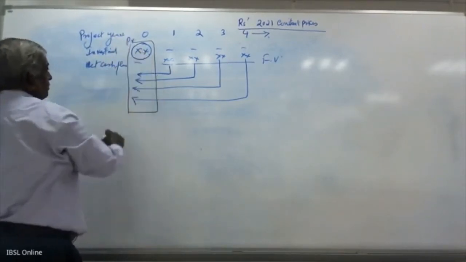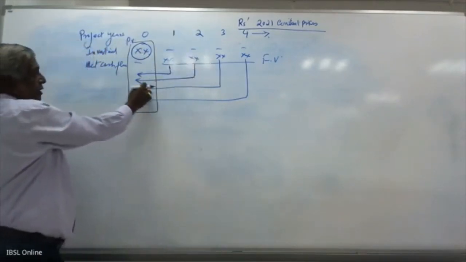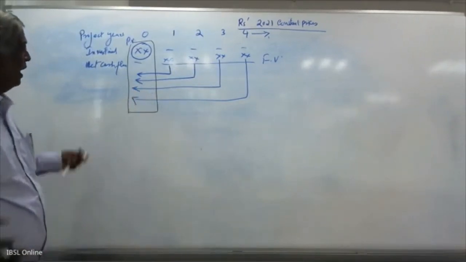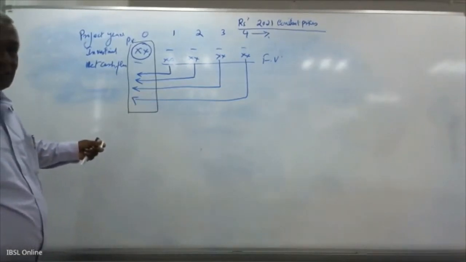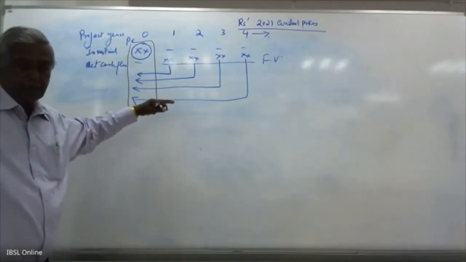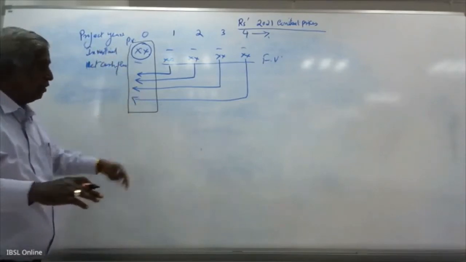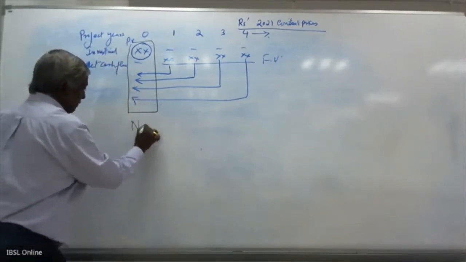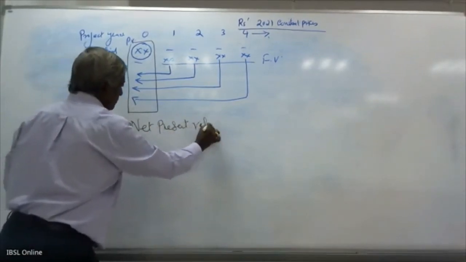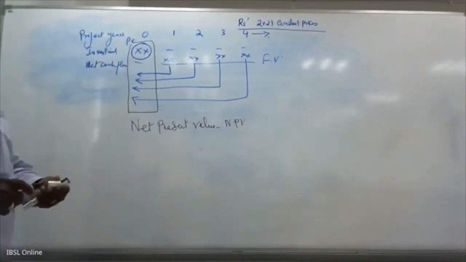This is present value. This one we have brought to present value. This also brought to present value. All are now on the same plane, present values. And we take the net of these present values. We call it net present value, NPV.